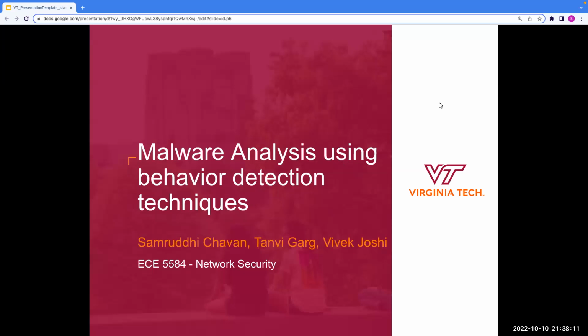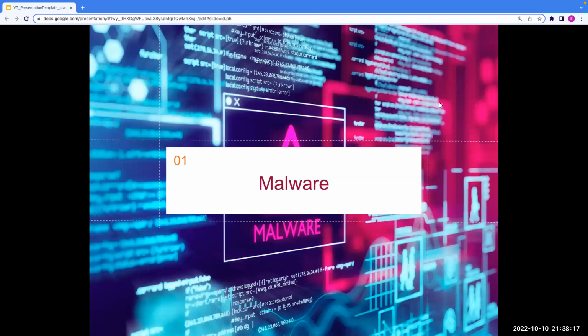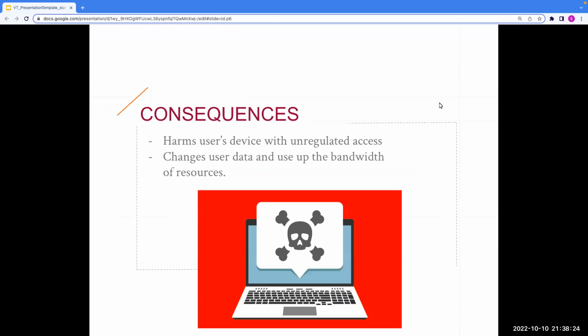Hi, our topic is malware analysis using behavior detection techniques. Malware is software that is specially designed to disrupt, damage, or gain unauthorized access to a computer system. It could harm the user's device, change user data, and also use up bandwidth of the resources.